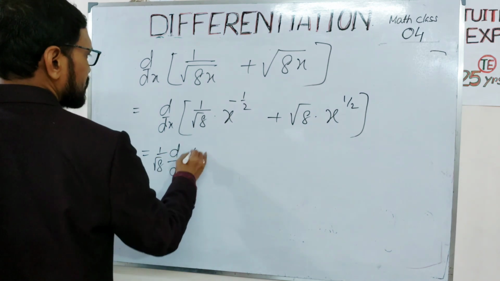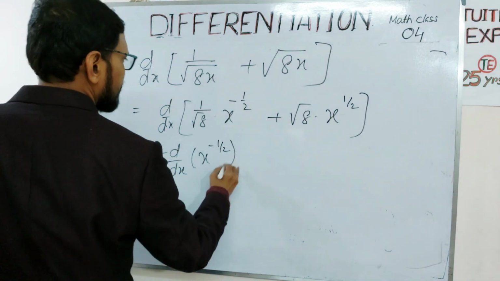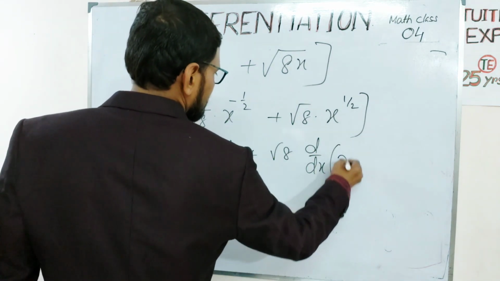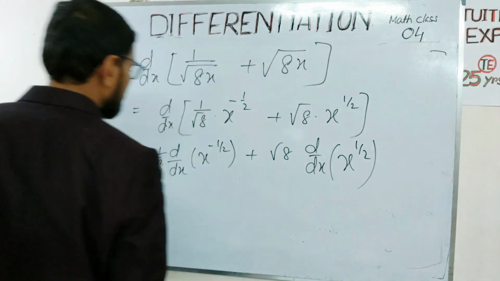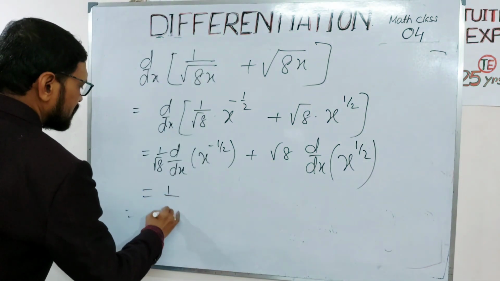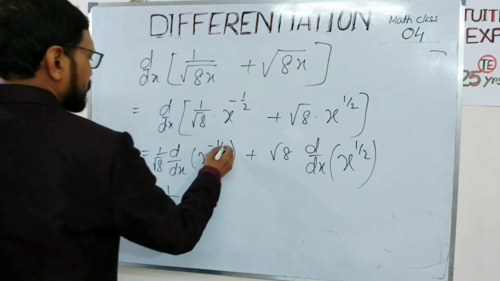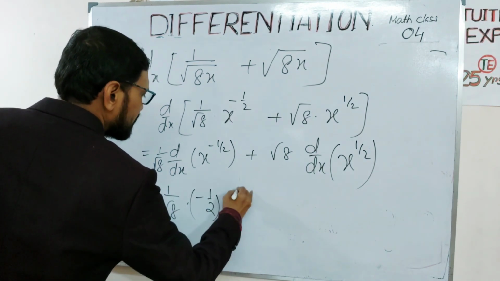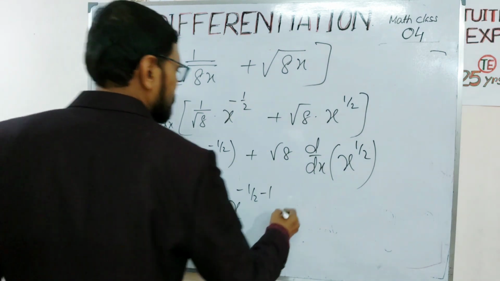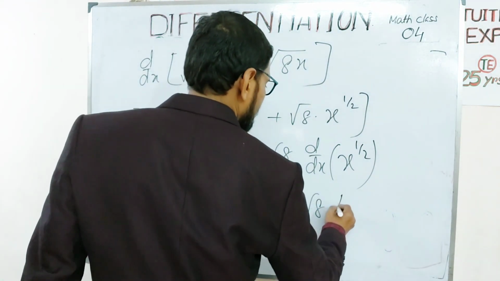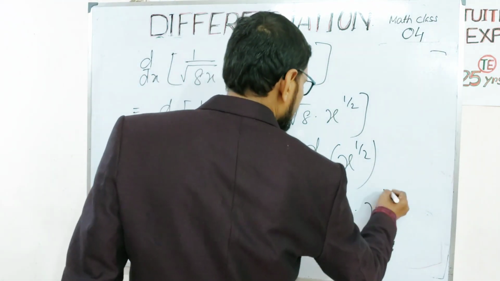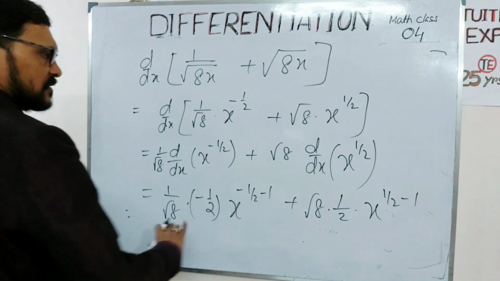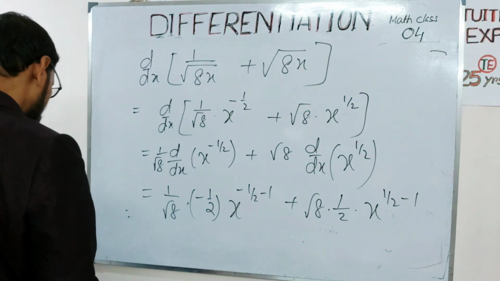d/dx of this. Now this is in the x to the power n form, so n into x to the power n minus 1, plus n into x to the power n minus 1. So this is the result. Now just simplify, this is the result.